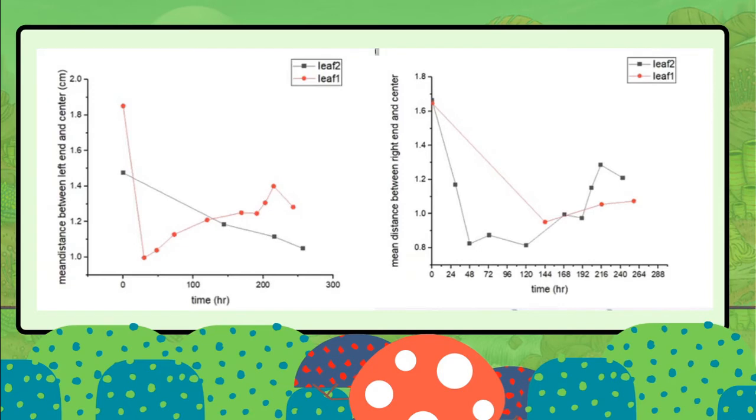In the graphs, you can see that there is no correlation between how the leaf curls in the left end and how it does in the right end. It's very different for both the leaves, and I couldn't deduce anything from these graphs.